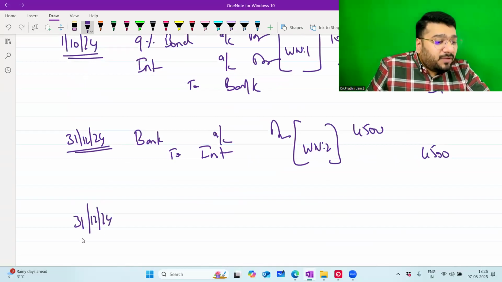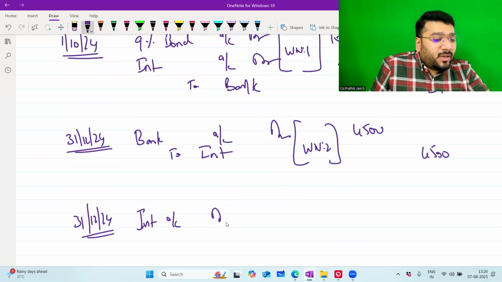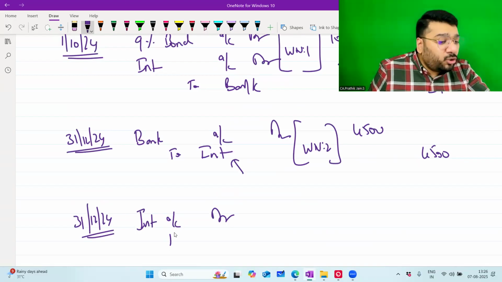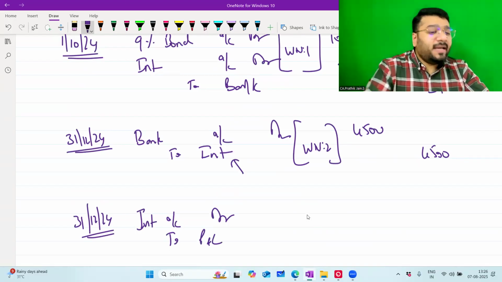So 31/12/24. Interest account debit. Guys, to create income, credit; to close income, debit. So interest account debit to P&L. The amount will be taken from the ledger.